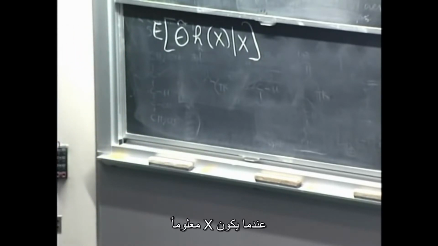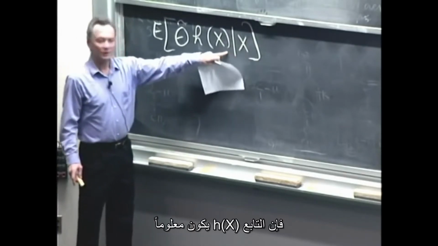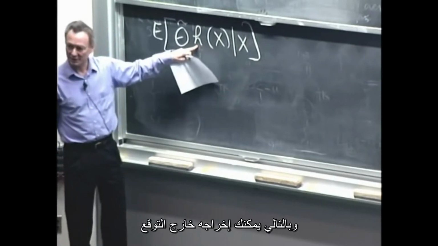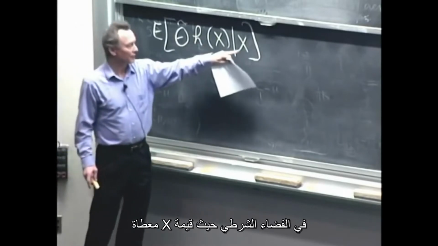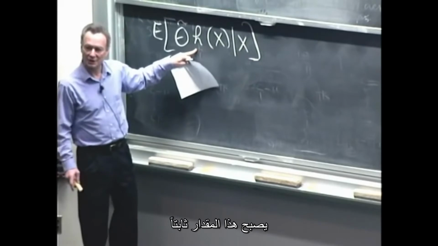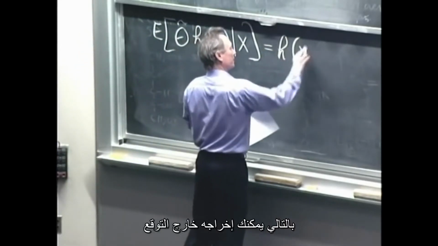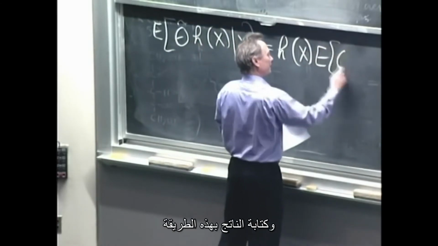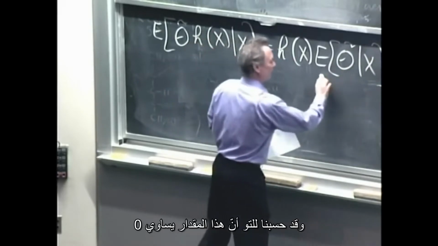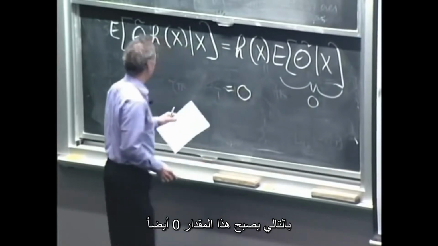Now, when you know x in a conditional universe where x is known, then h of x is known. And so you can pull it outside the expectation. In the conditional universe where the value of x is given, this quantity becomes just a constant. There's nothing random about it. So you can pull it out of the expectation and write things this way. And we have just calculated that this quantity is 0. So this number turns out to be 0 as well.